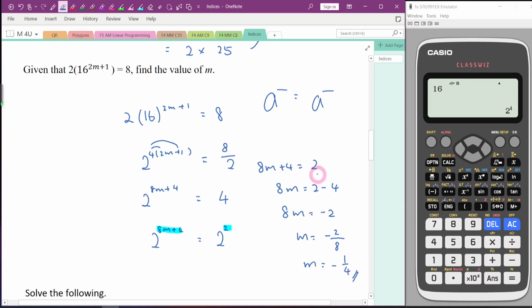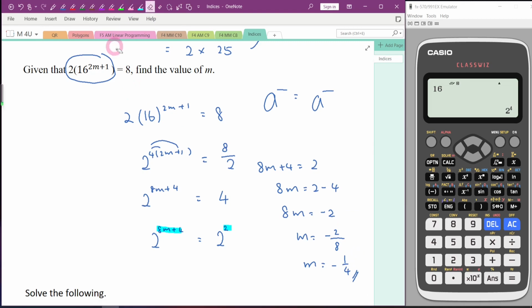This is our answer. So let's say if you want to check, you can plug in this whole thing inside here and press your calculator. It should be equal to 8. If it's not equal to 8, that means our answer is not correct. This is one way of checking our answer.